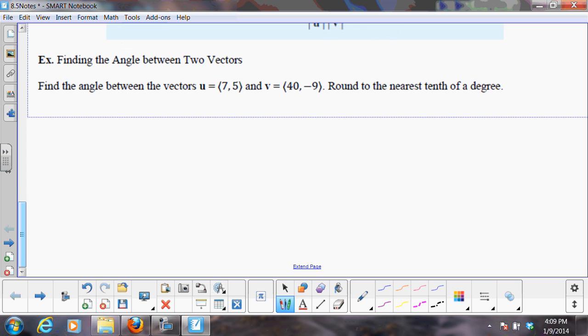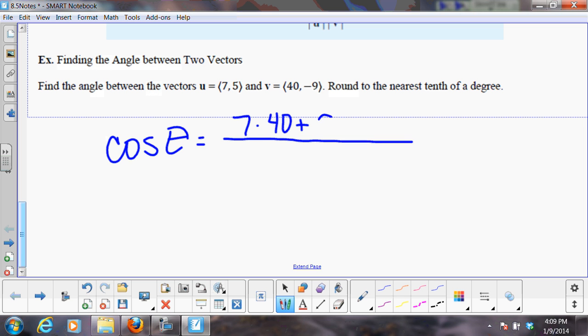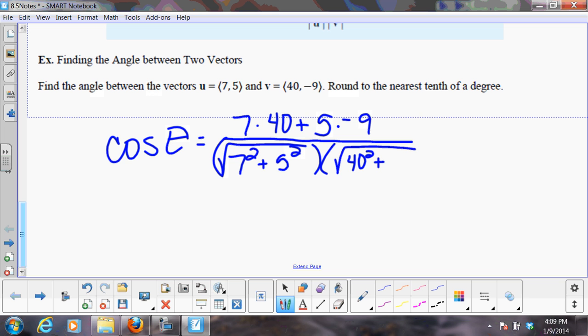If we are given this vector of 7, 5 and vector 40, negative 9. So the formula, start with cosine theta. On top of the fraction is actually the dot product of the two vectors. So 7 times 40 plus 5 times negative 9. On the bottom is the magnitude of each vector and then multiplied together. So 7 squared plus 5 squared multiplied by 40 squared plus negative 9 squared.